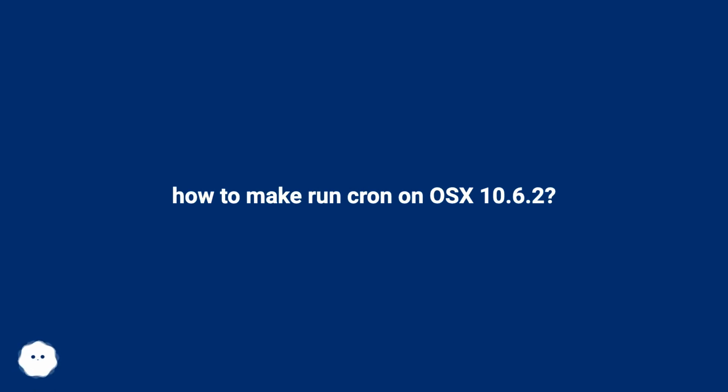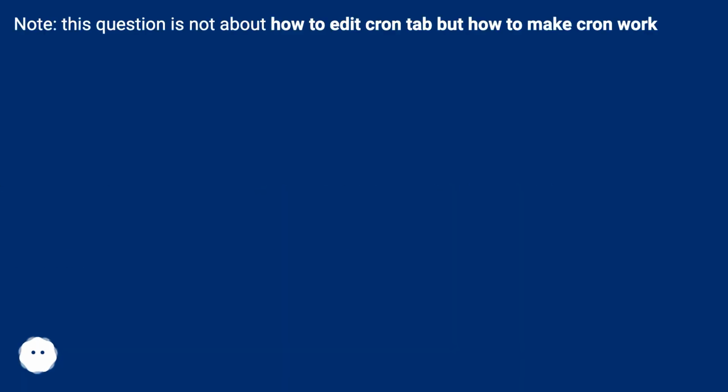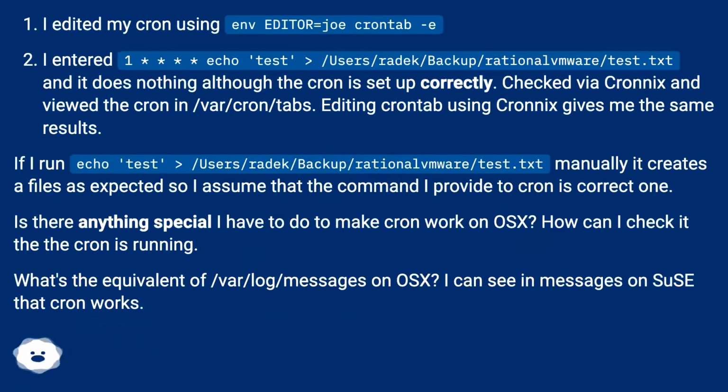How to make cron run on OSX 10.6.2. Note, this question is not about how to edit crontab but how to make cron work. I edited my cron using EDITOR=joe crontab -e. I entered "1 * * * * echo test > break_time=1/.txt", and it does nothing although the cron is set up correctly.